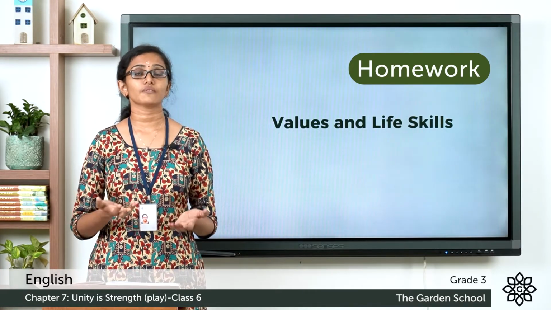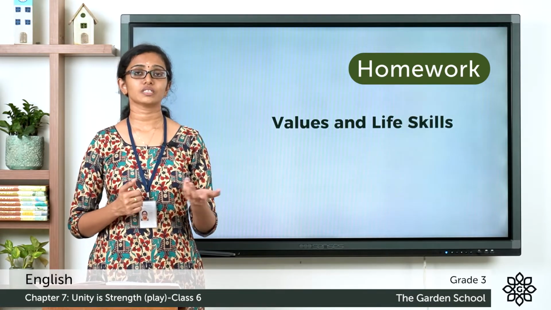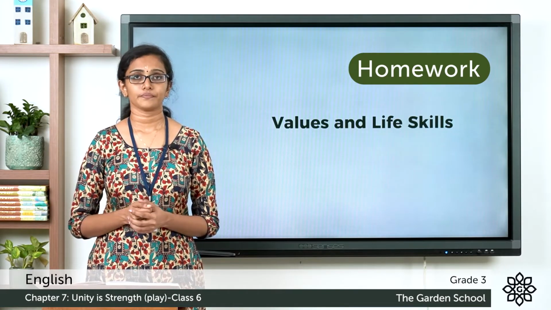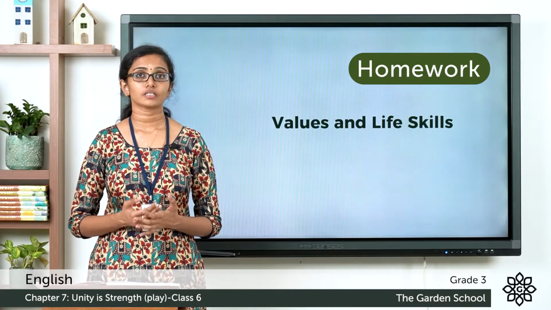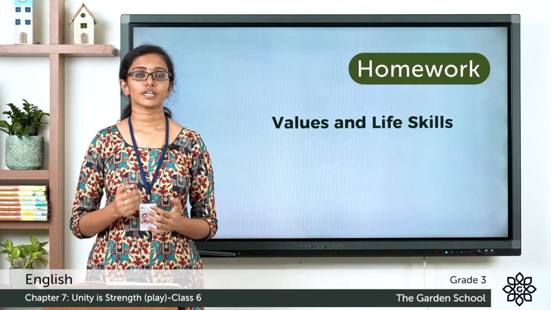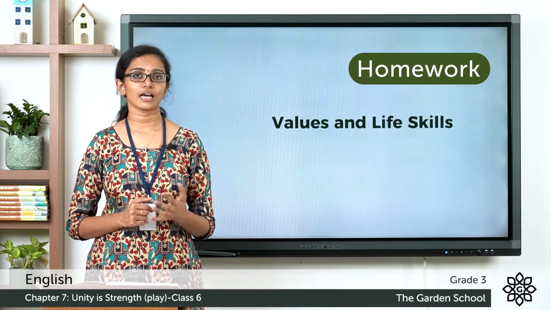So do you think unity is strength? If you were the one who saw these sisters fighting with each other every day, what would you tell them? Would you tell them about staying in unity? So what do you think about this situation? You can note down what you think in your notebook and then take a picture and send it to Teams.